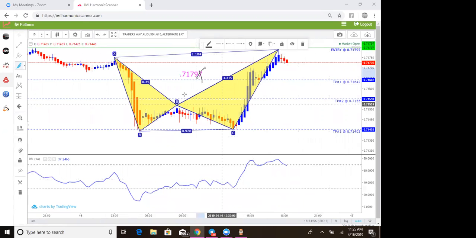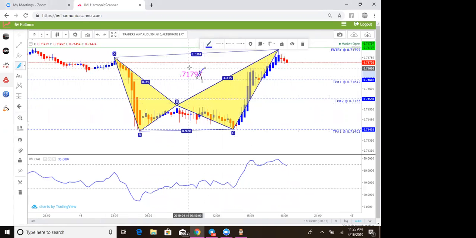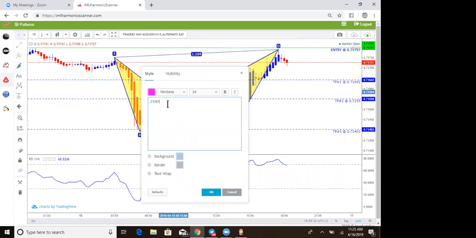So now, our entry point is 0.71797. Remember, I always cross out the pipette. Then, the only numbers that I'm focused on to get to where I need to go is this number right here, the 79. That's the only thing I'm focused on. So it's showing right here that our take profit is 0.71642. Let's take profit. Okay.